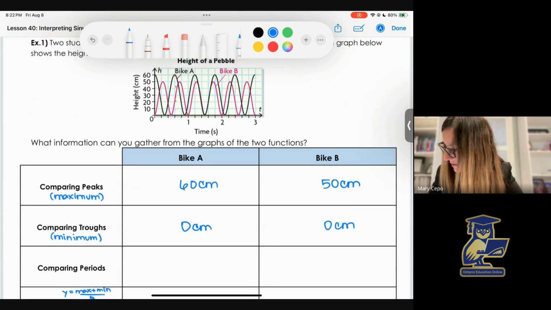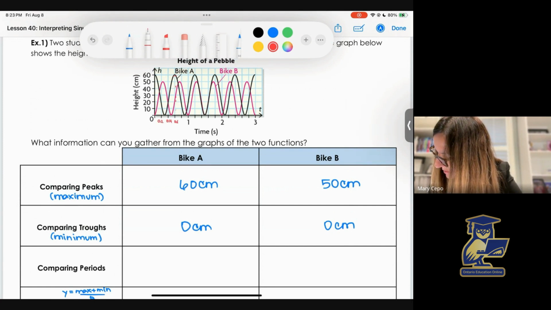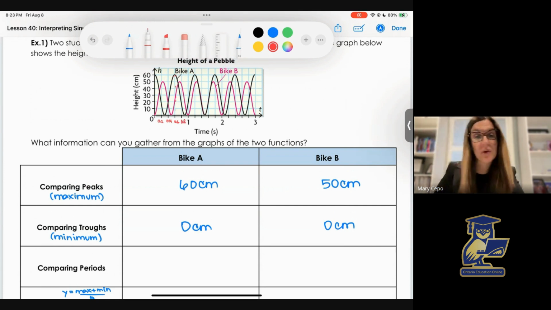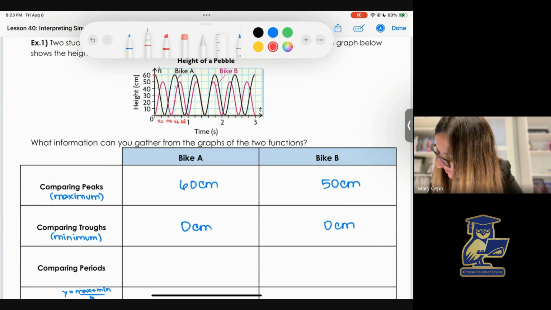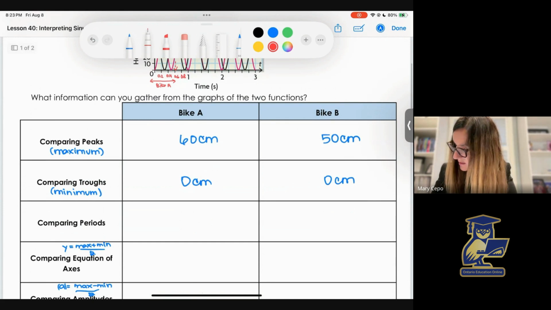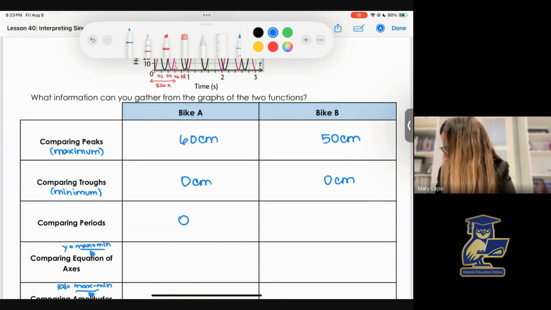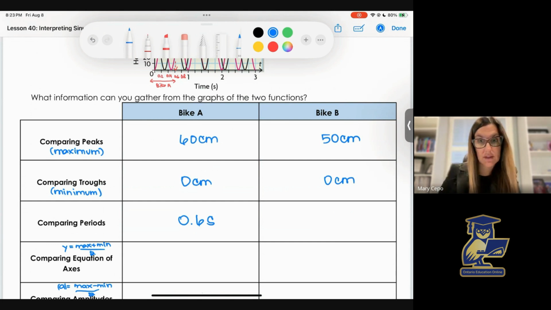The periods: when does one full cycle occur? Keeping in mind the scale is 0.2, 0.4, 0.6, 0.8, and then 1. When we're looking at bike A, it starts at the max. From here to here, that would be 1 period, that's our cycle. That means one full cycle occurs between 0 and 0.6. Because it's 0.6 minus 0, we know that 1 cycle occurs in 0.6 seconds.